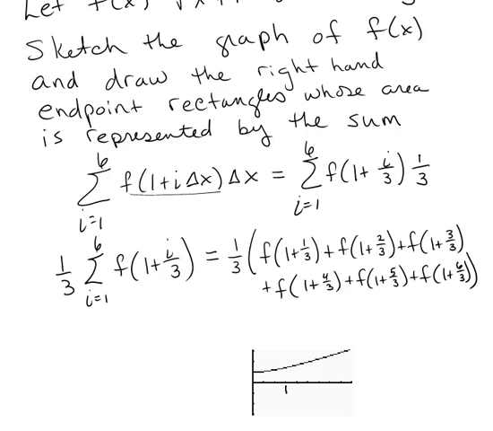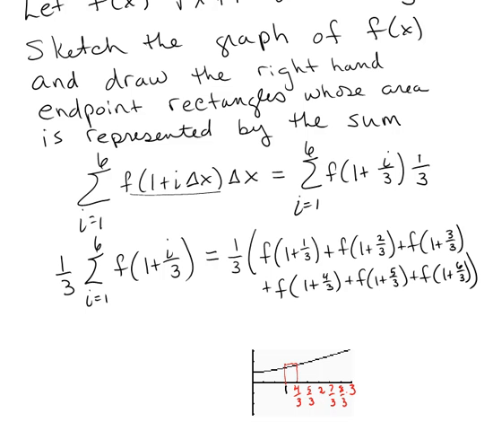But they want right-hand endpoints, so you're going to approximate this area by looking at this interval, but using this height, the right-hand endpoint height. And then for this interval, okay, 1 plus 1/3, which is 4/3. That's that coordinate right there, 4/3. And then this one is 5/3, 6/3, which is 2, and then 7/3, 8/3, and then 3.